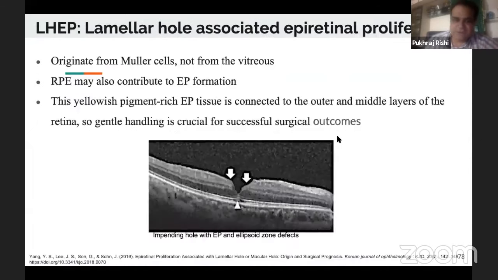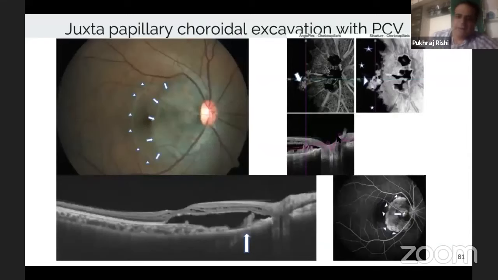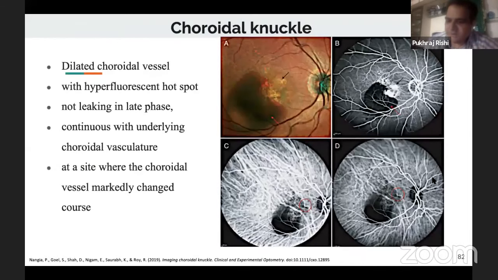So we know about SHREM, and laminar hole associated epiretinal proliferation is important to know because the epiretinal membrane in this goes deep into the retina and one should be careful while peeling this. So again, multi-layered PED, again associated with AMD, and this is a juxtapapillary choroidal excavation with PCV. Choroidal knuckle should be differentiated from a hotspot as seen in this report.